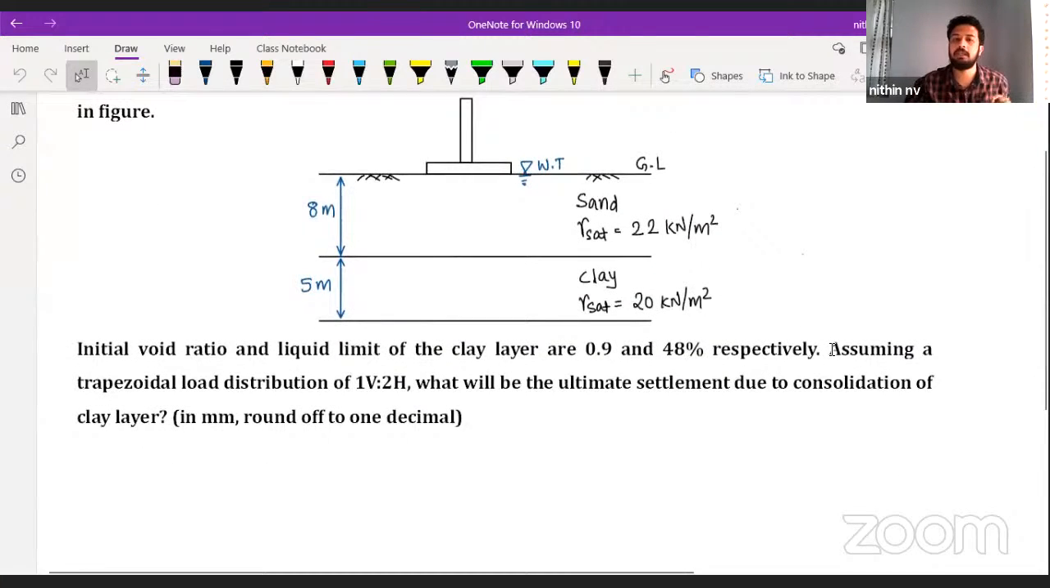How can we calculate the initial effective stress? That we have already discussed in the previous sessions: gamma submerged into the particular depth. That you can properly calculate. Since two layers are there, two different values will come; you have to add them and you will get the initial. The only thing left is the final effective stress. Some of you may not know that. We will check. Till then, you just calculate.